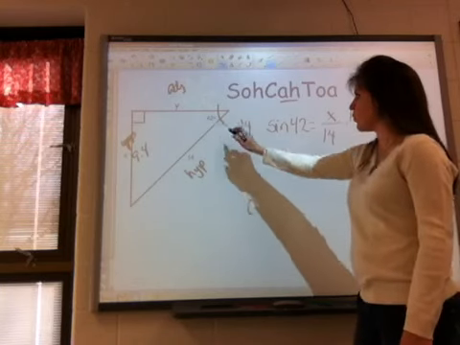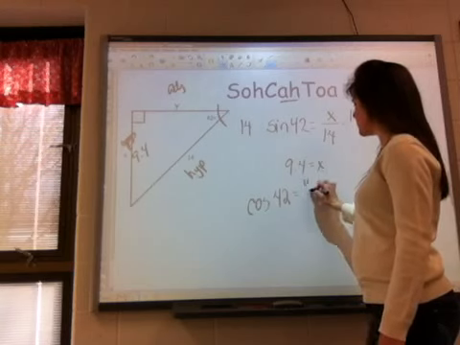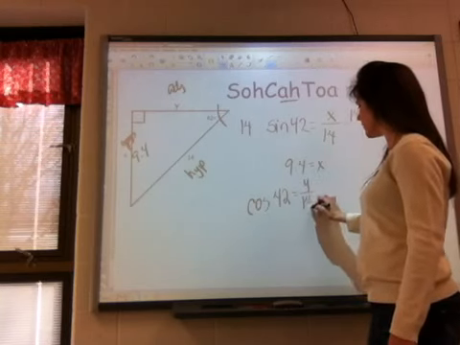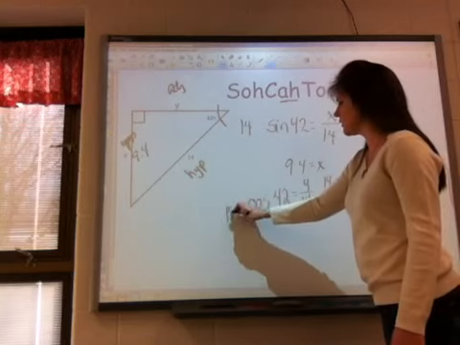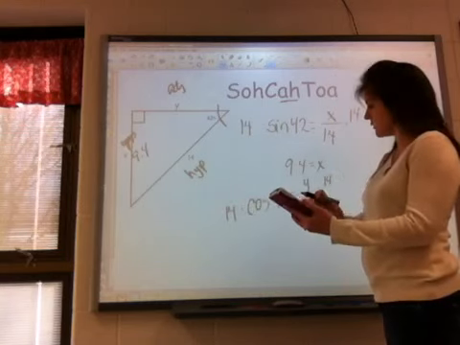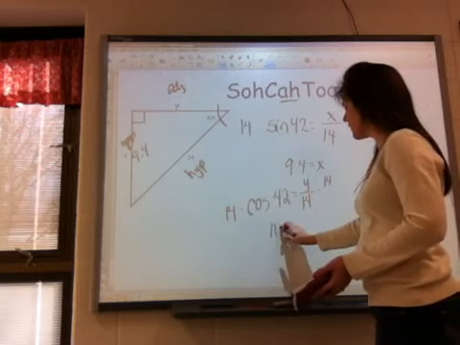So cosine of my reference angle, which is 42 degrees, equals the adjacent, which is y, over the hypotenuse, which is 14. Once again, multiply both sides by 14. 14 times cosine 42 is 10.40.